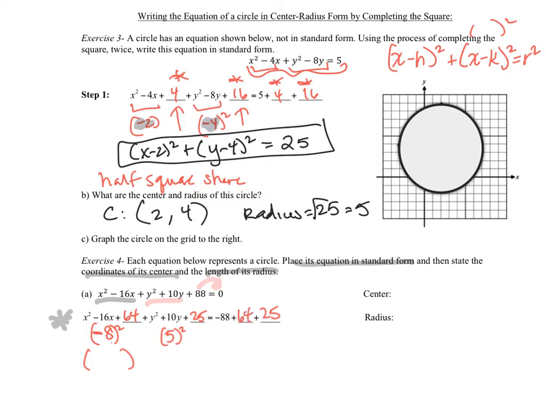All right, so this is going to be (x - 8) squared plus (y + 5) squared is equal to -88 plus 64 plus 25, which is 1. My center is (8, -5). Remember the opposite. My radius is the square root of 1, which is 1.